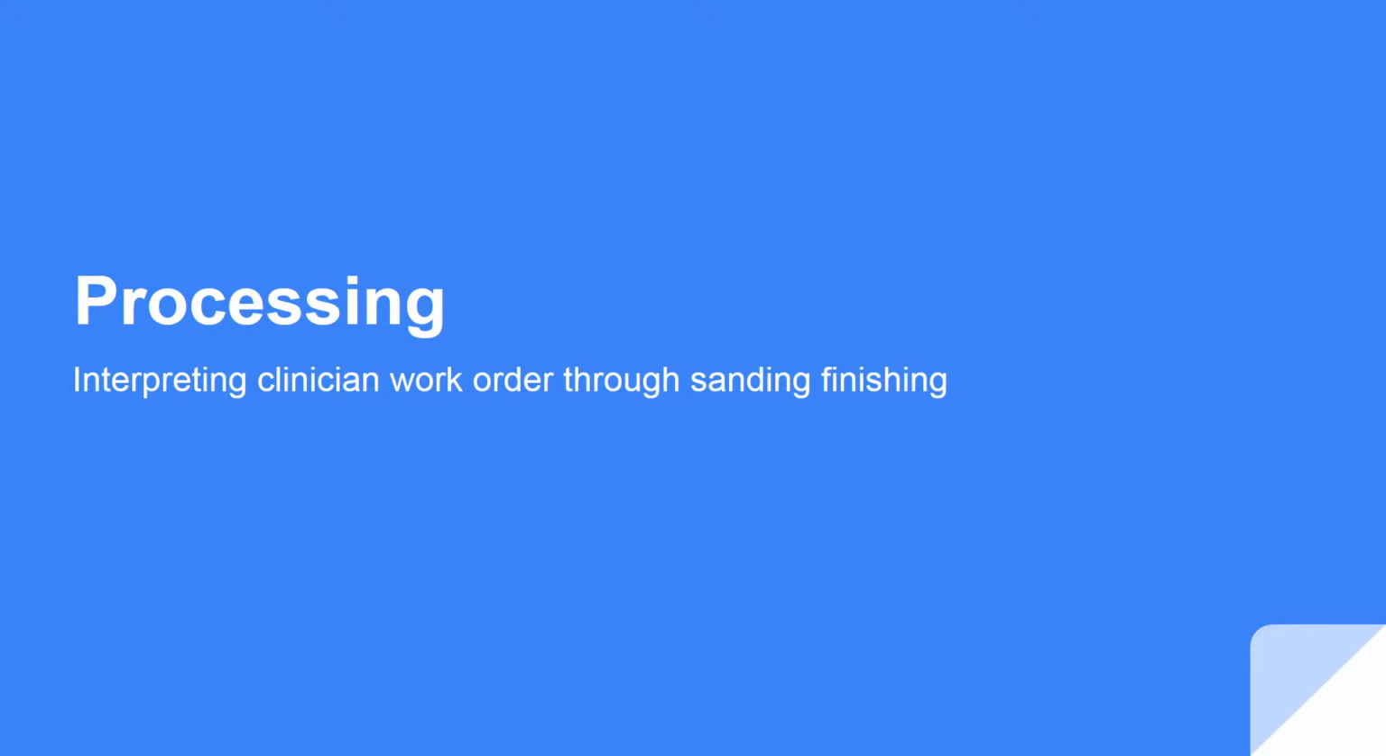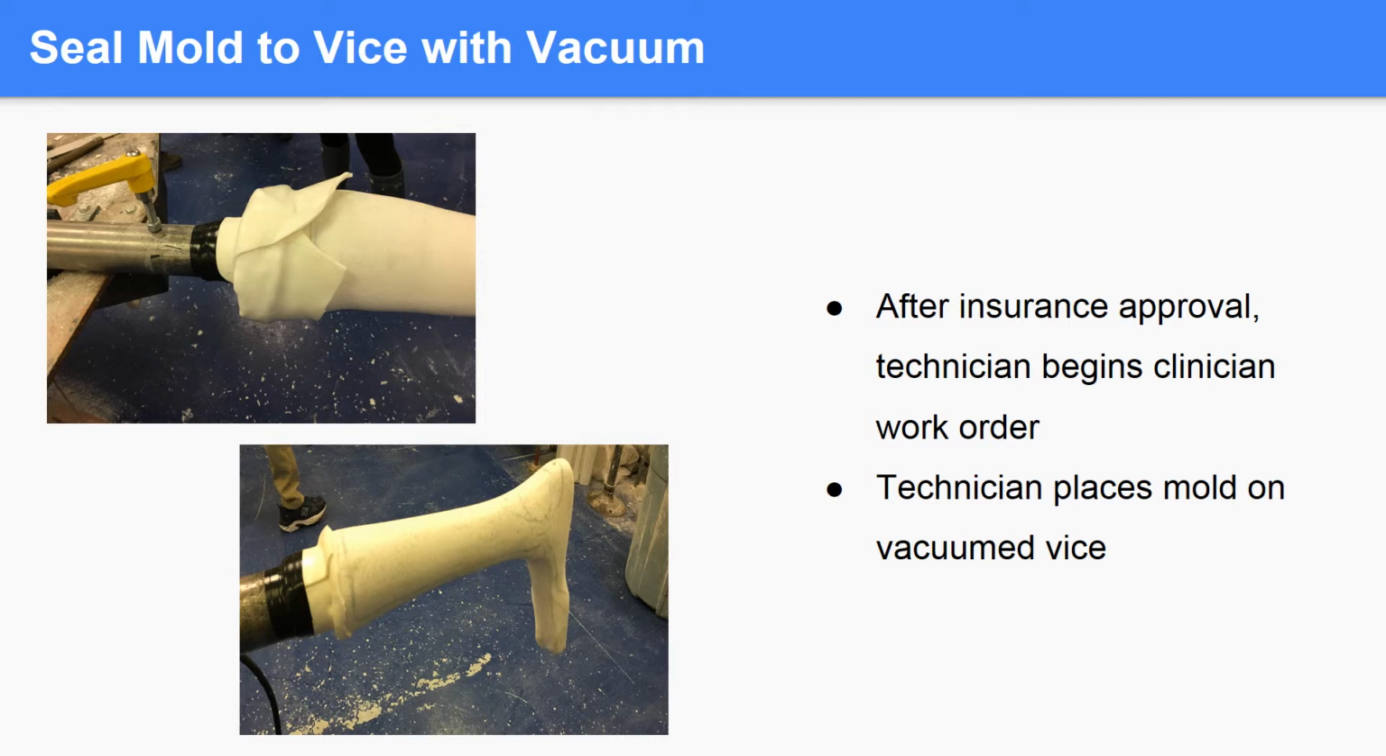Next, the technician takes over the process as we move into the main processing stage of creating an AFO. First, after insurance approval, the technician will then begin to work on the AFO, first attaching it to a vacuum vise and sealing it down to this vise in order to get heated plastic onto the mold.